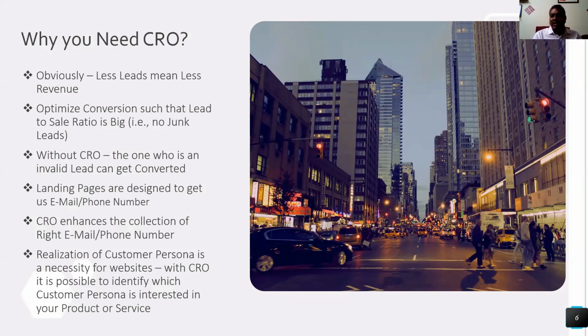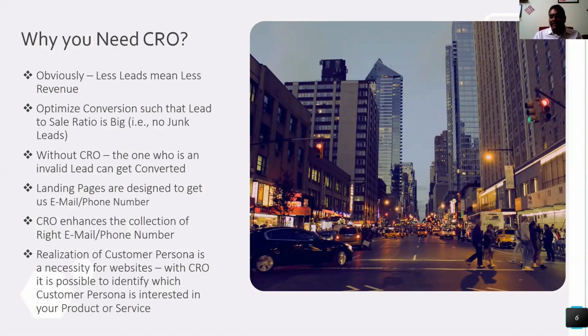So figure out how to improve that with conversion rate optimization. How to do that using CRO to qualify the lead immediately. So CRO enhances the collection of the right email and phone number, not just every email and phone number, the right email and phone number. So one thing, right? We have our own web properties, and we have our clients' web properties as well.